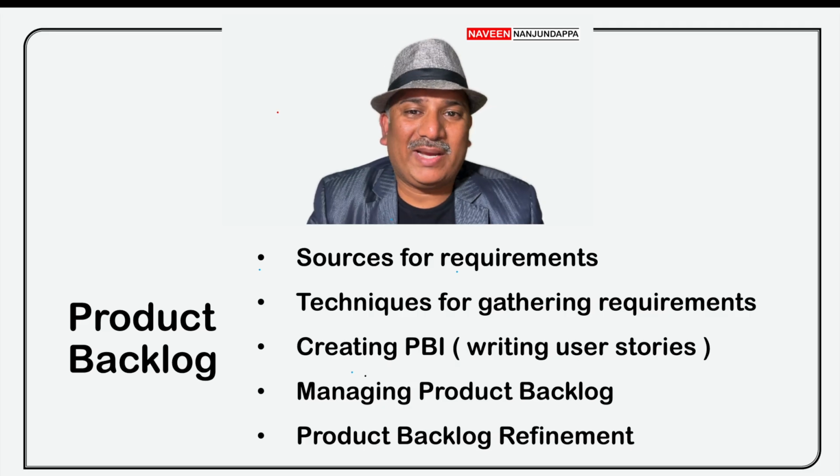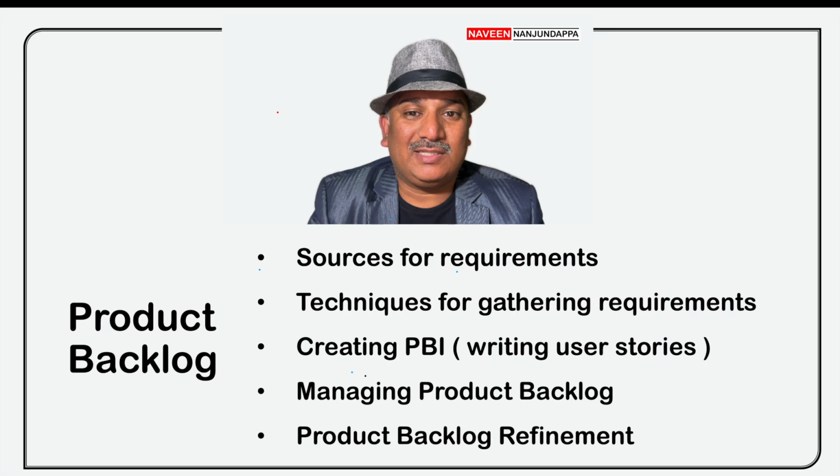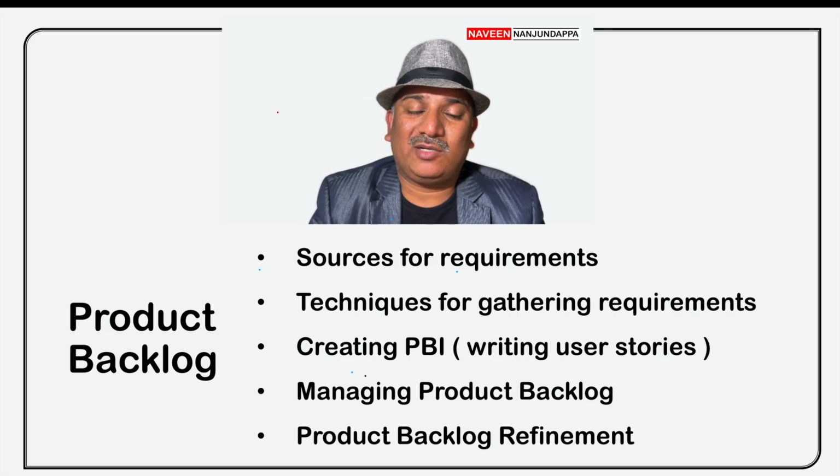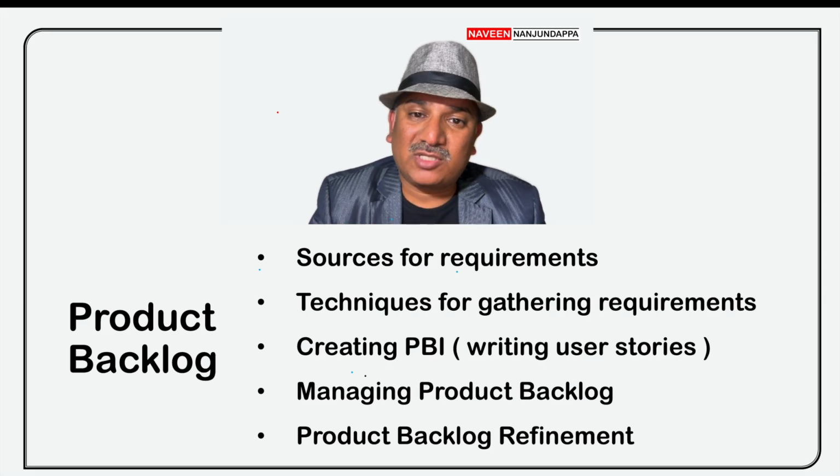In the section on the product backlog, we talk about the sources of the product backlog items, that's the requirements, and the techniques that we use for gathering the requirements. Then we create the product backlog items in terms of user stories, writing the user stories, breaking them down, and creating the acceptance criteria for these user stories.